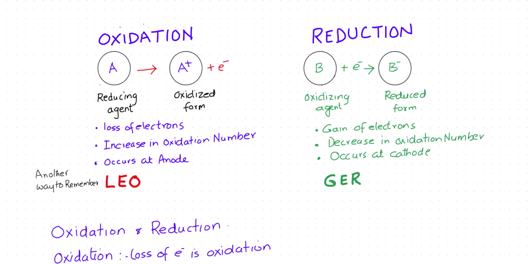Another way to remember oxidation is LEO. Leo is lion. So L for loss of electron is oxidation.